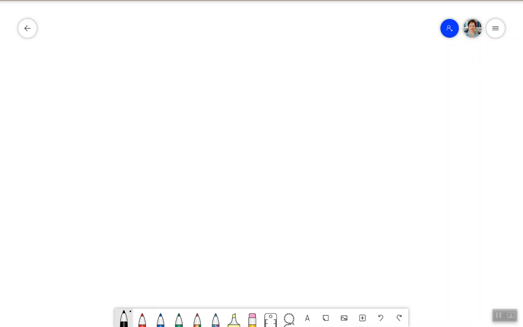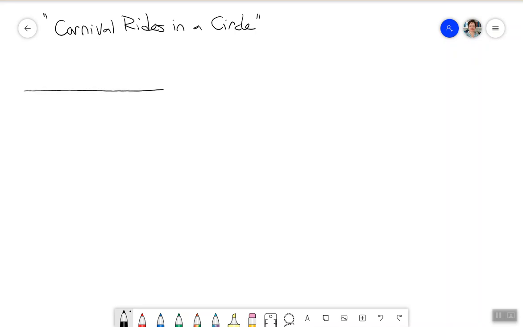Okay, in this problem, we talked about carnival rides that go in a circle. So this was about centripetal acceleration. So let's call this carnival rides in a circle. And we can start with the simplest ride, like a merry-go-round on a playground, let's say. And you can have an object sitting on a surface and going around at some speed.